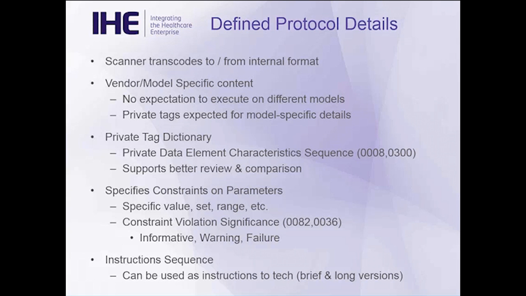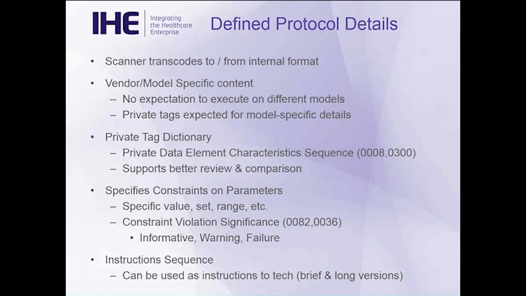We've included a capability called the constraint violation significance. So if you've said, for example, that the KVP has to be between 80 and 140, you can indicate that that's simply an informative constraint, and if they go outside that range, that has no particular meaning.